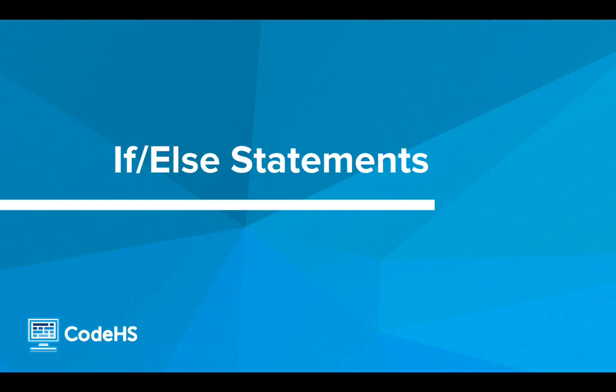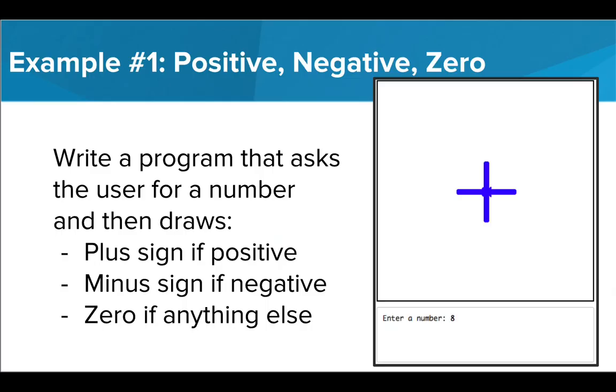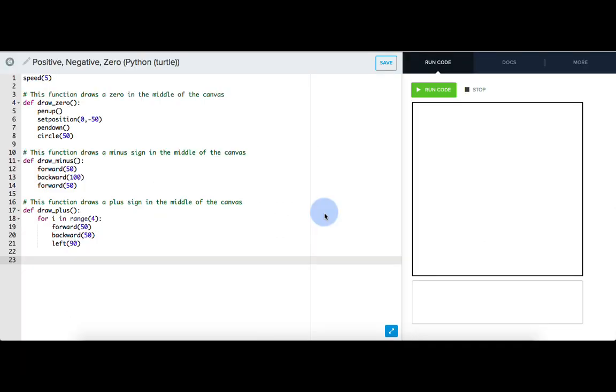Let's take a look at an example in the editor. In this program, we are asked to graphically represent if a number entered by a user is positive, negative, or zero by drawing a plus sign, minus sign, or zero. I started our code by writing functions that draw a plus sign, minus sign, and zero, using all the commands we've already learned. So let's start by asking for user input.